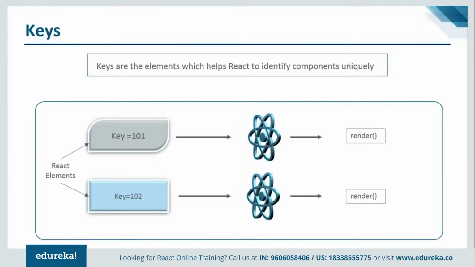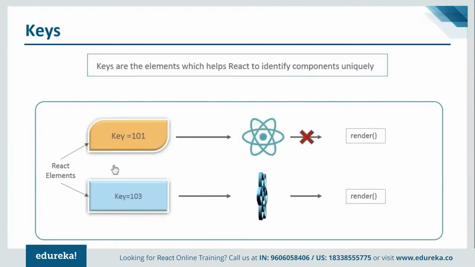But next time when we try to render them, the component 1's key value is the same, whereas component 2's key value has changed. So now React will render only the second component, not the first one, as the first component's key is the same. React will think that as the key hasn't changed, the element is the same, so no need to render this one, and it will go ahead and render the second component. So this is how the key works in React.